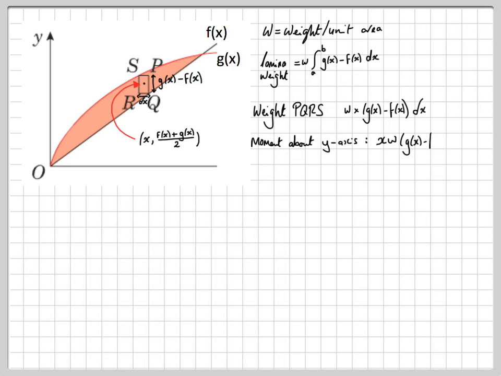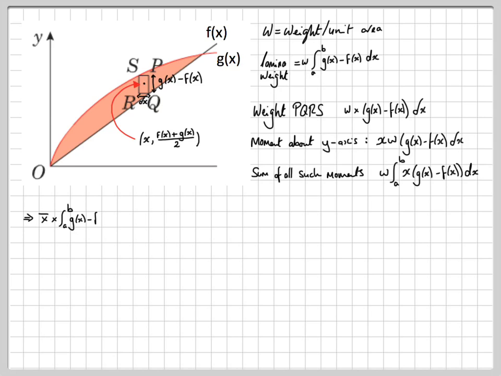We'll look at the moment about the y-axis, which will then just be the distance x times the weight of that strip. And if we take the sum of all such moments, then again we're going to get the integral, and hopefully we can arrive at this result very, very quickly indeed. So let's find out what x bar is going to be. Well, if we write x bar times the weight of the whole lamina and put it equal to the sum of the moments of all these other small strips, the w's cancel and we're left with this result here. And that's the format I would leave it in, and indeed the format that I would use.